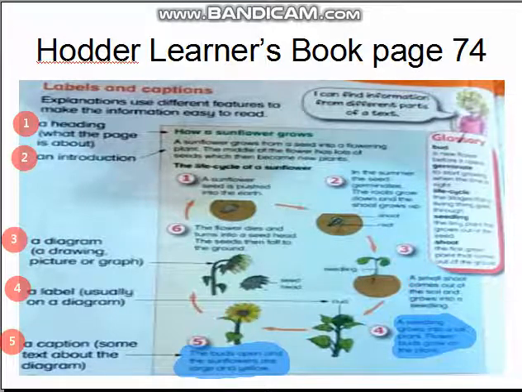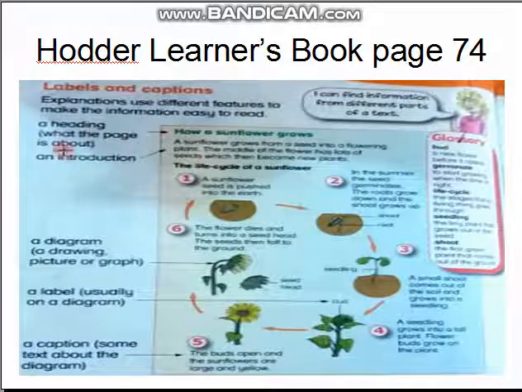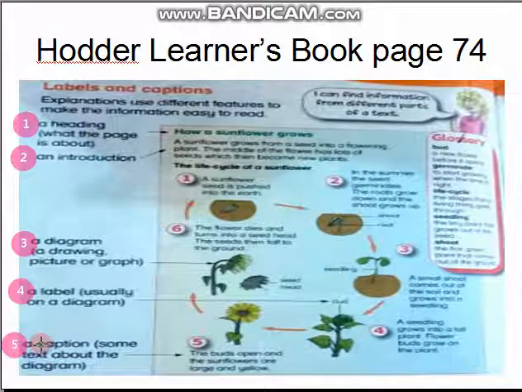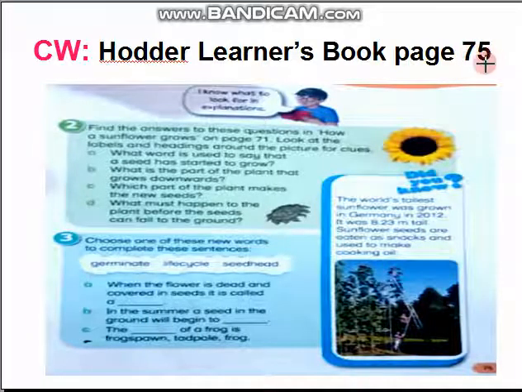Alright. Now, let's revise again. What are the features of an explanation text? We have first, a heading. Number 2, an introduction. Number 3, a diagram. Number 4, a label. And number 5, a caption. Very good, year 2. Now, let's go to the next page for your classwork today. Please go to page 75.